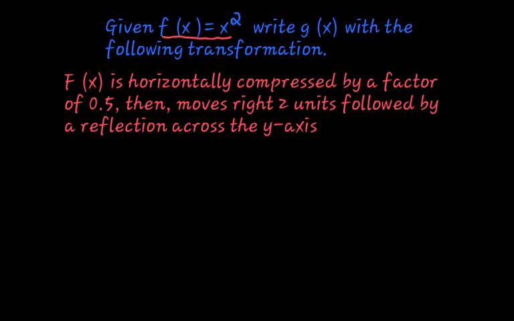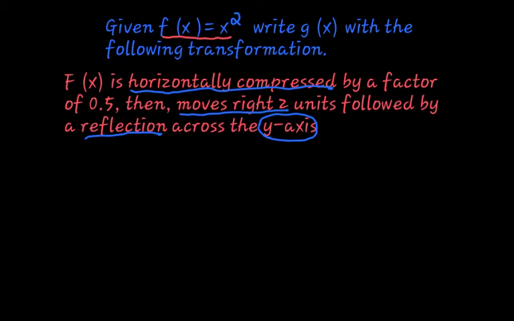It says write g of x with the following transformation. So f of x is horizontally compressed. So that's the first transformation we want to make, horizontal compression by a factor of 1/2 or 0.5. And then it moves to the right 2 units, followed by a reflection. And here it says across the y-axis. So we have to be careful.